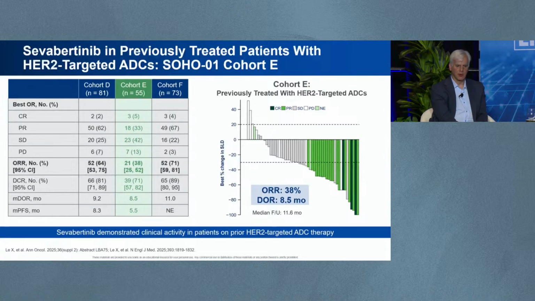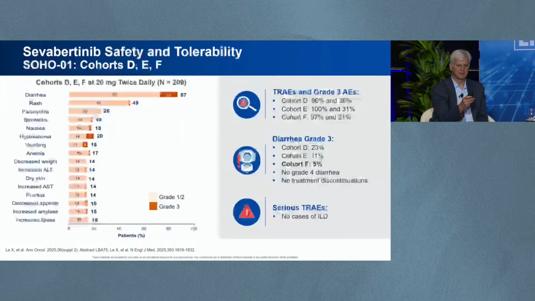Now talking about cohort E, this is now patients who had received ADCs such as trastuzumab deruxtecan, again somewhat of a lesser activity, but still substantial 38% response rate. In those patients, the durability seemed to be quite favorable, 8.5 months. Safety and tolerability, again a very favorable profile.